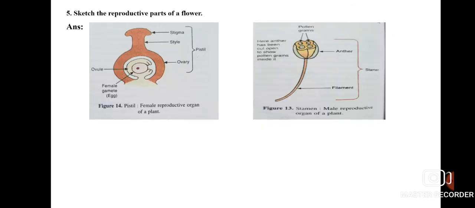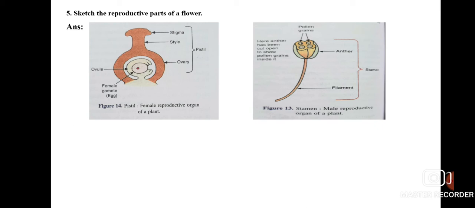Question number 5: Sketch the reproductive parts of a flower. Here you can see two diagrams I have given. One is the male, figure number 13 over here. I have taken this picture from your reference book. This is a stamen, the male reproductive organ of a plant. It consists of two parts, anther and filament, and together they constitute the stamen.